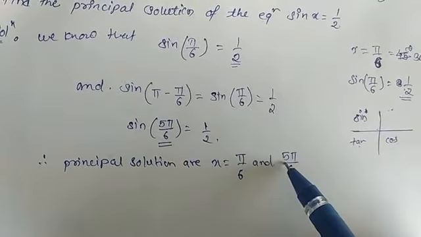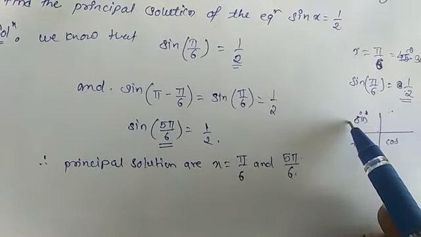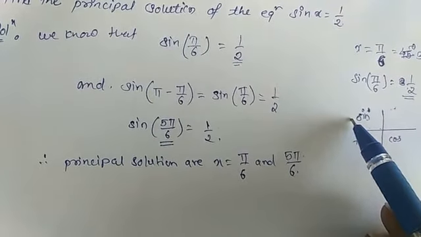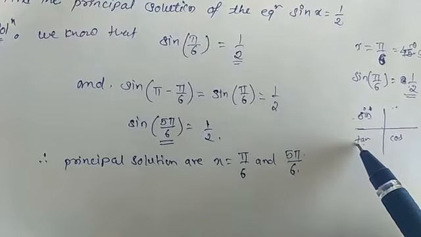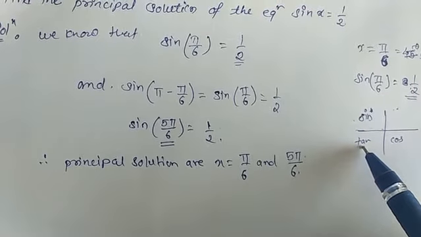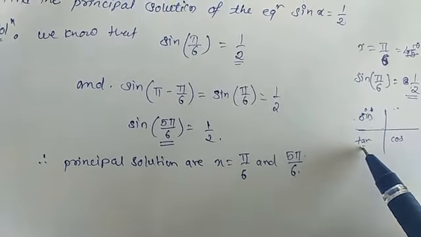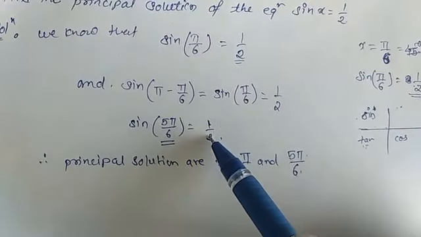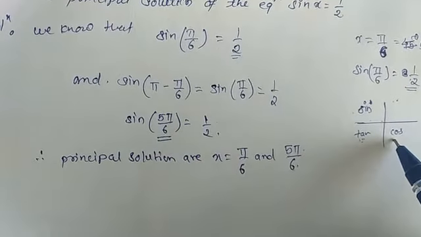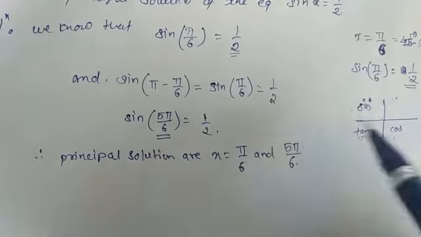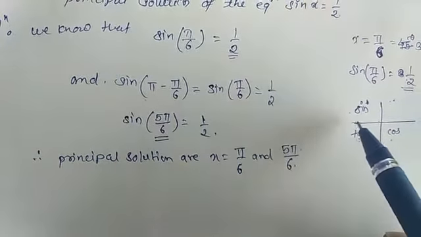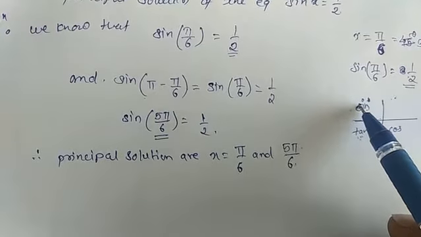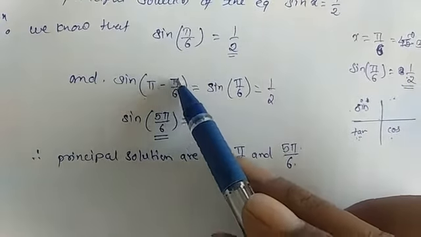Here 5π/6 lies in the second quadrant. If you consider π + π/6, it will be in the third quadrant, but the value of sine is negative there, so it will be −1/2, and in the fourth quadrant also it is negative. So we have to choose an angle that lies in the second quadrant only. So we have taken π − π/6.